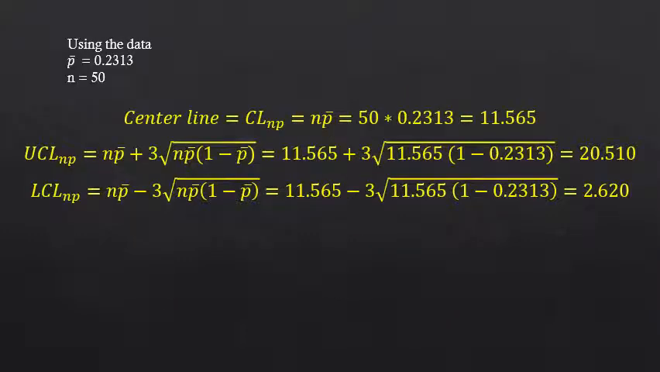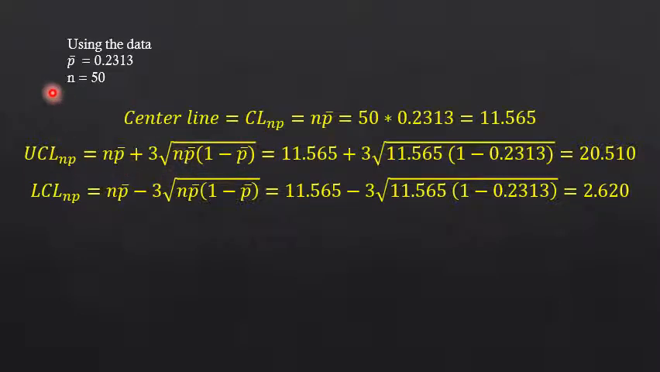Now we are going to calculate the parameters for the NP control chart. For that we use P bar, which we already calculated in the previous question, equal to 0.2313, and n is already given in the question, that is 50. So first, the center line is equal to n multiplied by P bar, that is 50 multiplied by 0.2313, which is equal to 11.565.